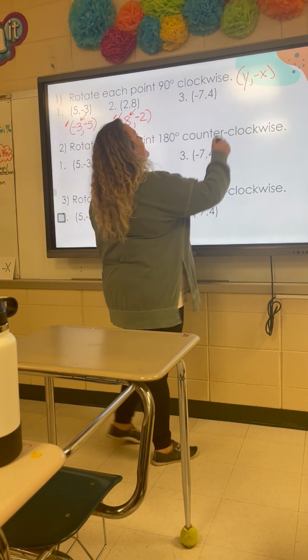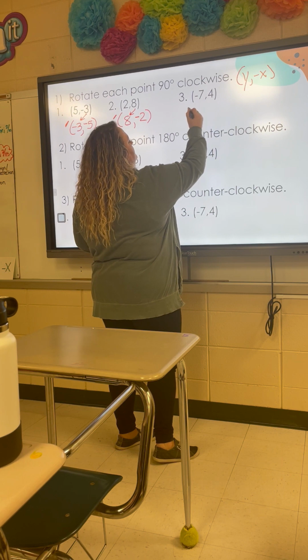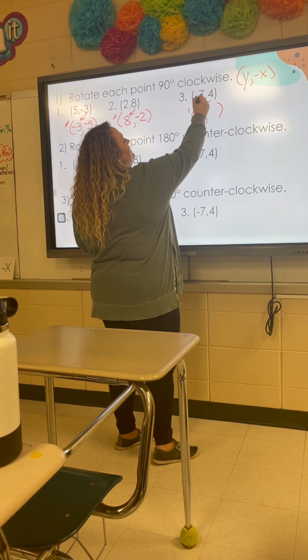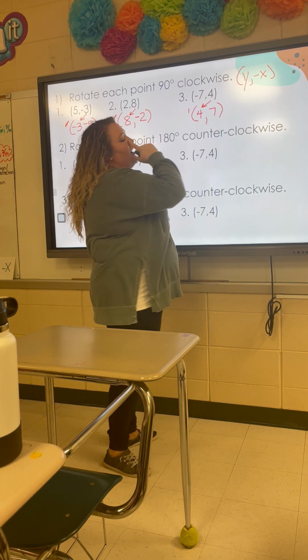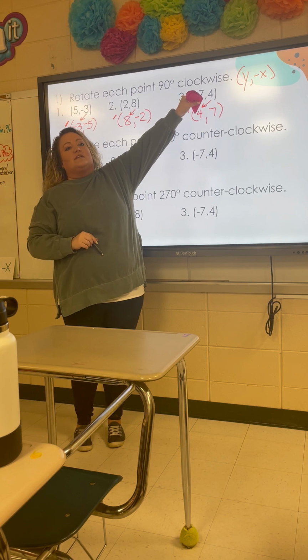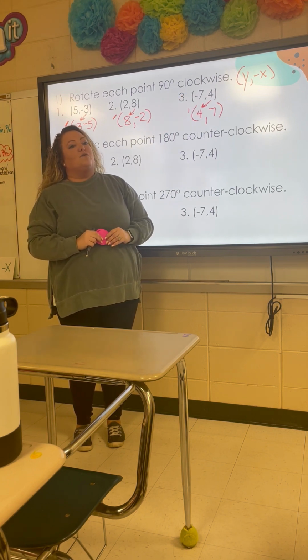All right, number 3, we're gonna move the y value first, so this becomes 4, and then 7 will go second and become positive, because it was negative, it changes signs. So the new location of negative 7, 4 would be 4, 7.